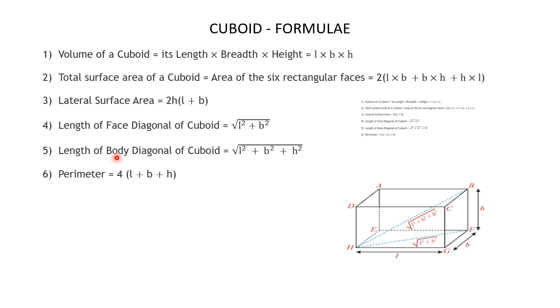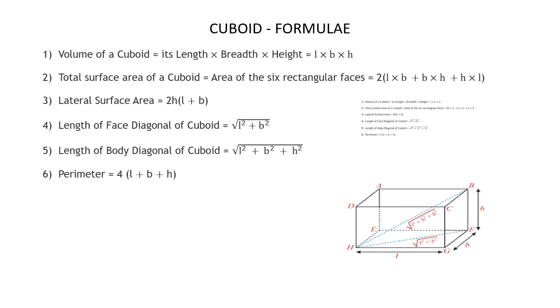Length of body diagonal of a cuboid. Consider the triangle BHF. Here clearly you can see that this triangle is right angled at F. So BH would be the diagonal of this right angle triangle BHF. Now we know that BF is equal to H and HF is the face diagonal of the cuboid, and we know that it is equal to square root of L squared plus B squared.